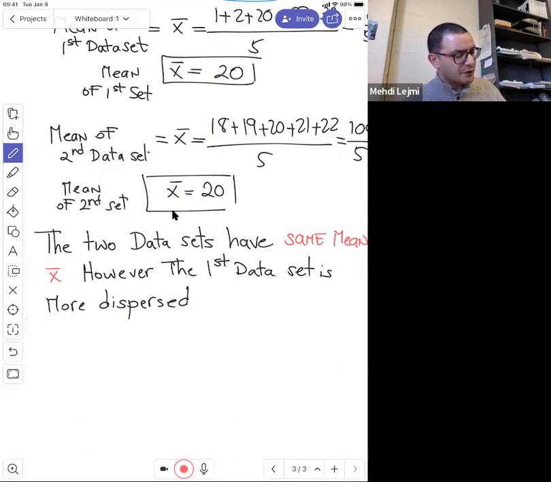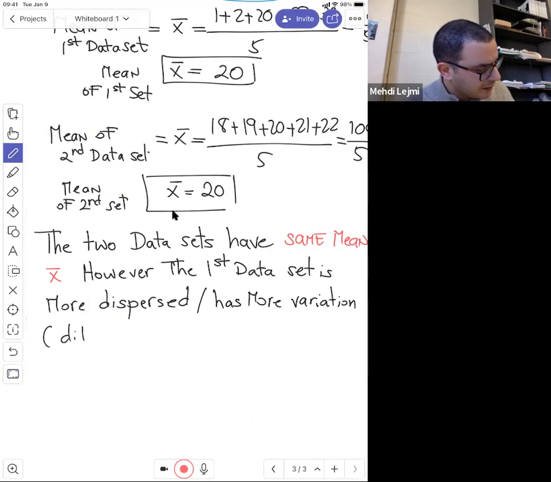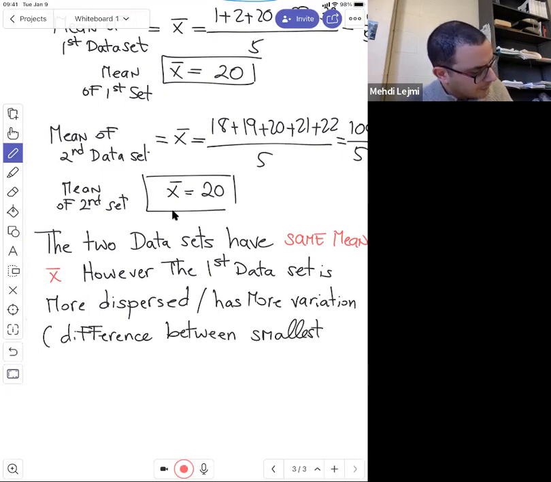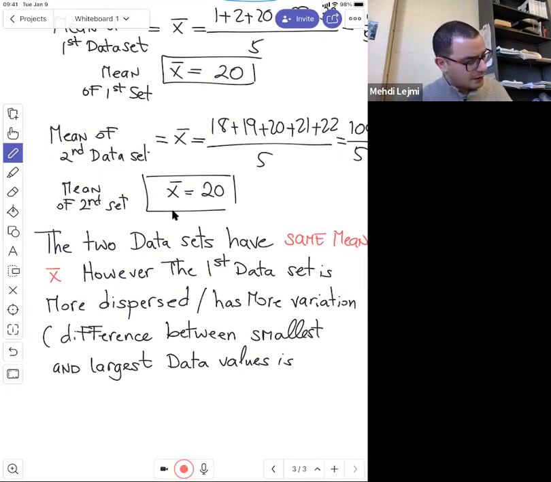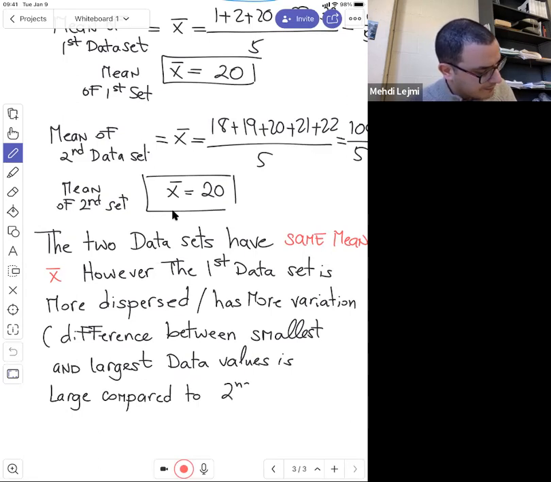The first data set is more dispersed, or let's say has more variation. So in other words, what I mean is the difference between the smallest and the largest data values is large compared to the second data set.